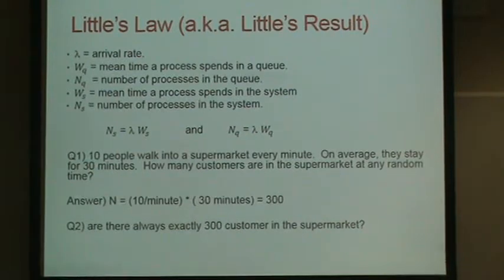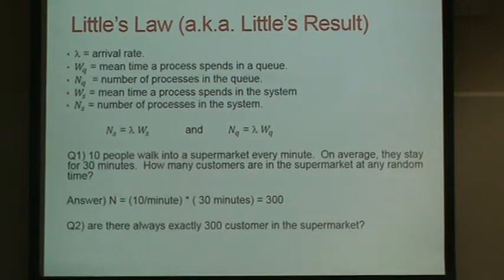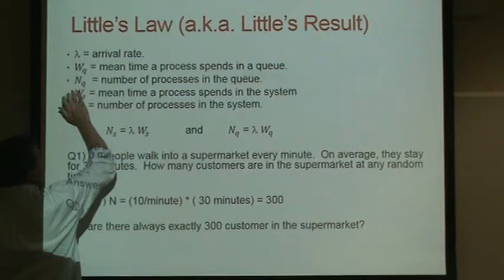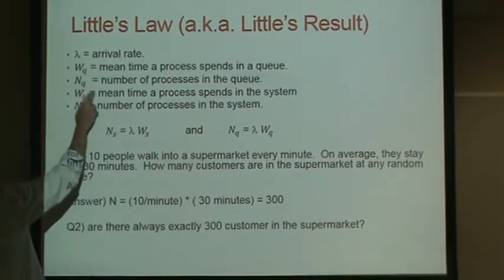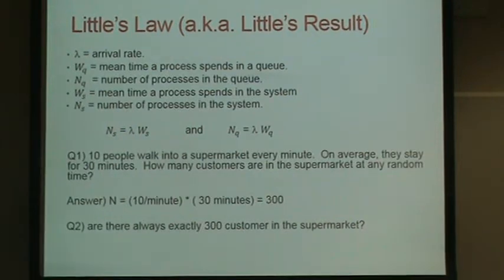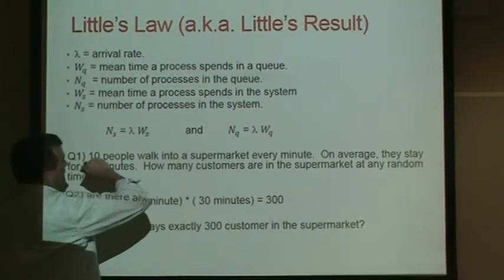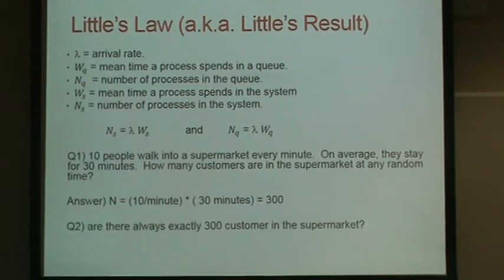So an interesting observation is sometimes called Little's law or Little's result. If you like to Google things, you type in Little's law or Little's result. And just using this notation again, lambda is the arrival rate. W is the mean time a process spends in a queue. N sub q is the number of processes in the queue. You can let WS be the mean time a process spends in the entire system, queue and service combined, and N the number of processes in the entire system.